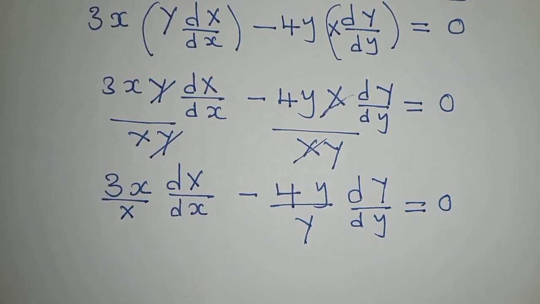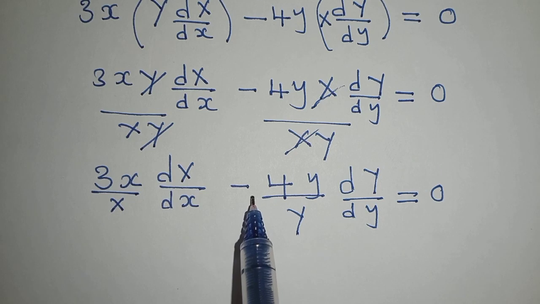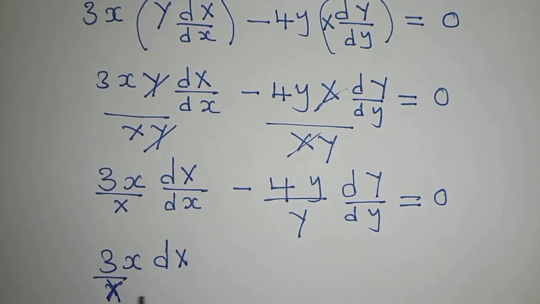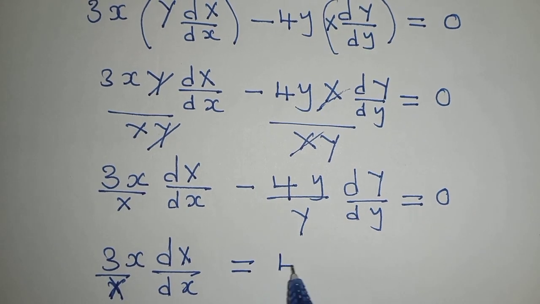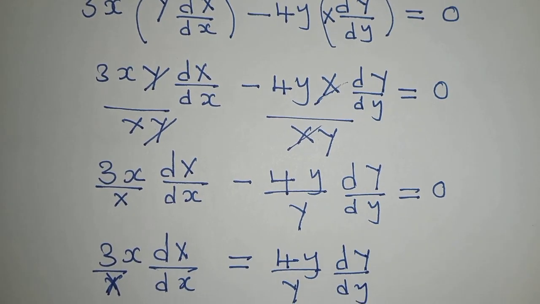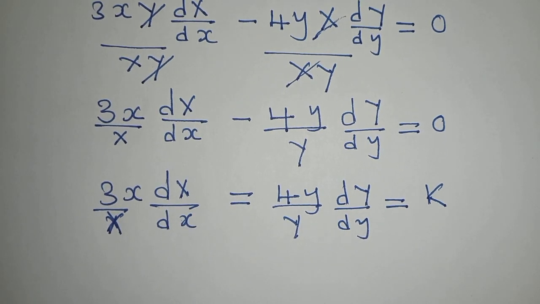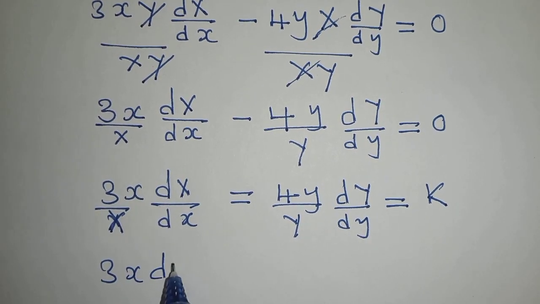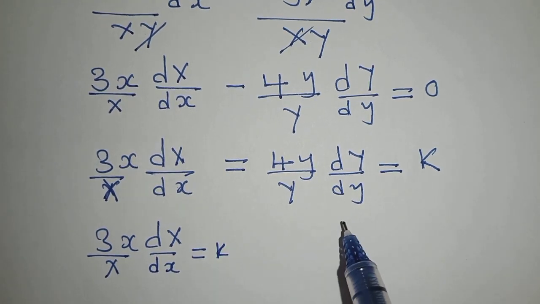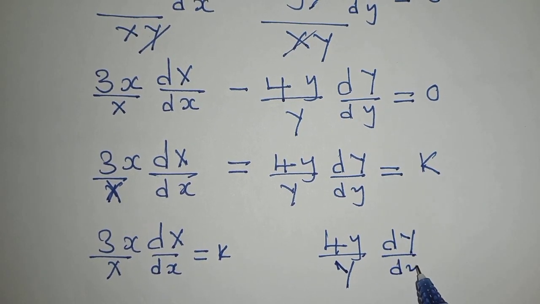Okay. So now at this point, we arrange our work. So 3x dX over X here, there, just like that, is equal to 4y over Y dY over dy here. So we're just arranging our work. And then we shall say equals to a constant k. So in this case, this right here will be equal to k. And this also right here will definitely be equal to k as well.